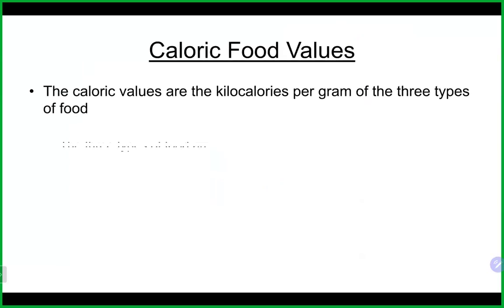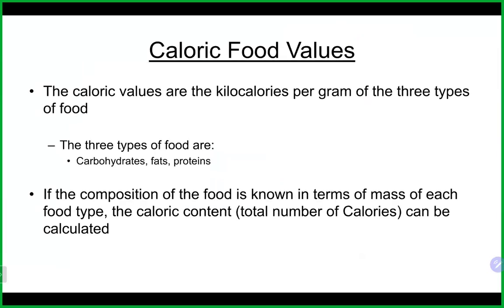Now, when we talk about food and calories, there is what is sometimes referred to as a caloric value for food. And if you look at any type of label, you'll typically see 3 things listed. You'll see carbs, fats, and proteins. And they'll tell you how many grams of each of those are in that piece of food when you look at the nutritional label. And each of those have a caloric value.